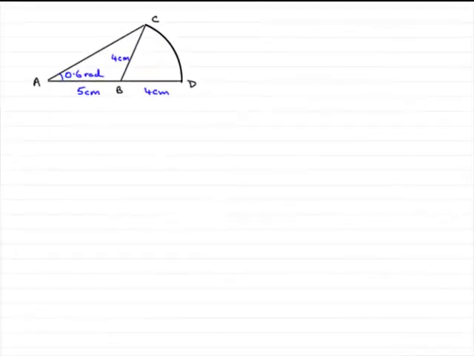Now in this question then we're asked to find angle ABC. That's this one here, this interior angle. Let's call it theta. How are we going to do this?